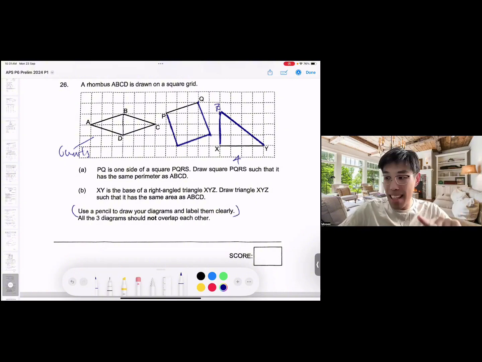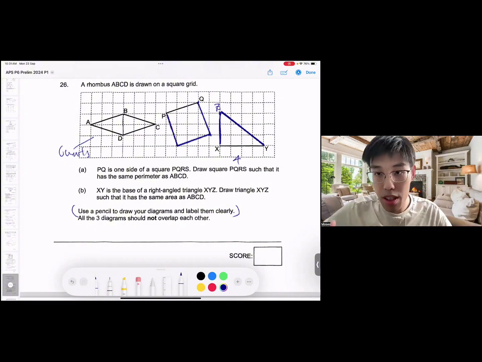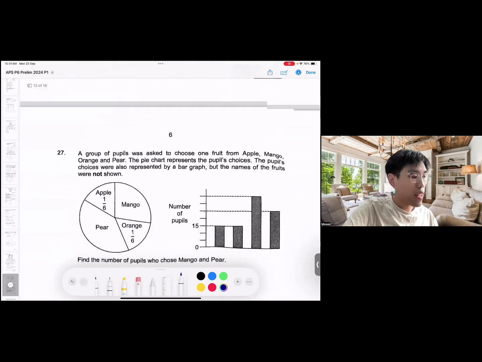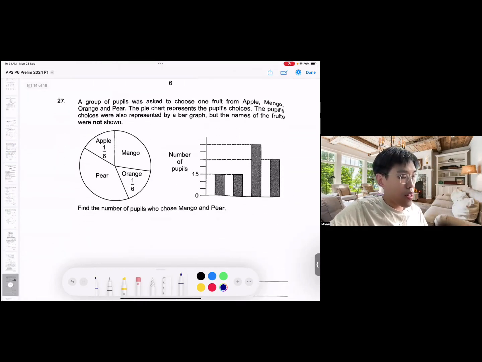It's a must. In case you want to erase, let's say you draw with pen, then you cannot erase, and the whole thing screws up already. So use pencil on diagrams. Okay, this one last warning. Okay, let's move on.